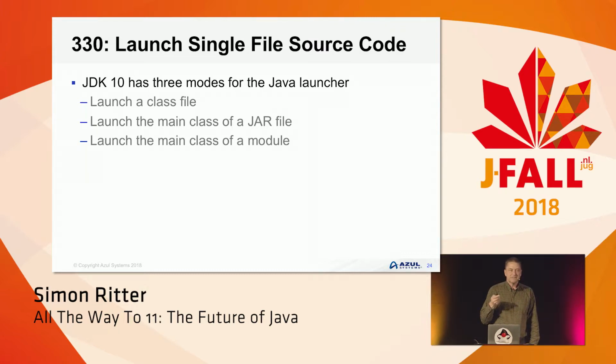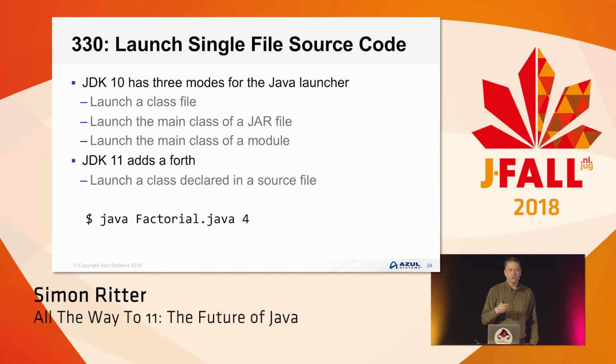JDK 11 introduces a 4th way of doing that, which is to launch a class declared in a source file. So rather than having to compile your Java file, you can simply say java Factorial.java 4. The Java launcher will then look at that and say, that is not a set of bytecodes, it is Java code. I will run the compiler on it, generate a class file, and then execute that class file with the parameters that you pass to it.